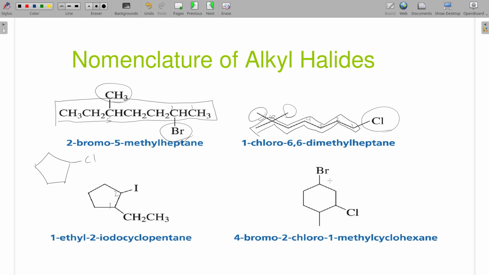And on this one we have 3, so we're going to number it the shortest possible path to get the lowest possible number, so 1, 2, and 4, and then we're going to name it based alphabetically. So bromo comes first, chlorine, and then the methyl group. So no changes of the rules. We've just added chlorine, bromine, fluorine, and iodine to our nomenclature.